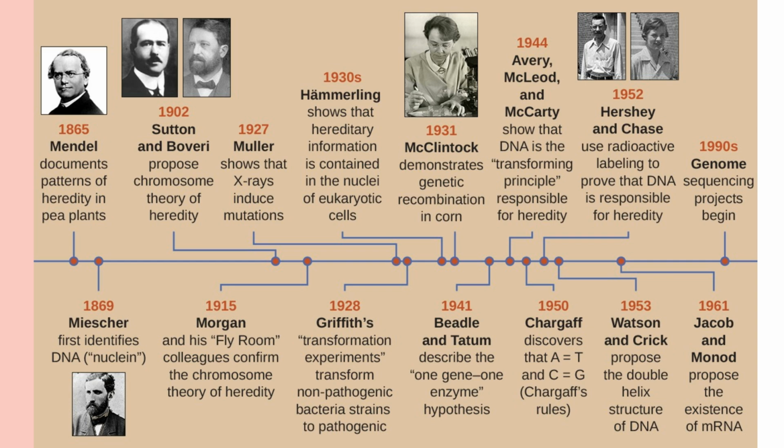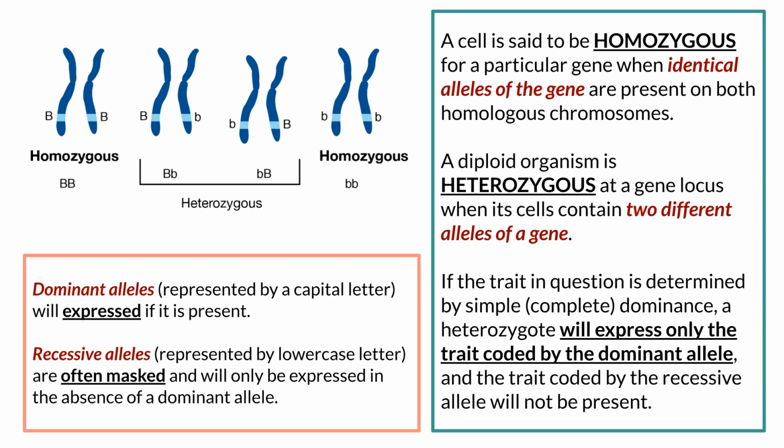This timeline shows key discoveries in genetics, starting with Mendel's work on heredity patterns in pea plants in 1865, leading up to genome sequencing projects in the 1990s. After Mendel's discoveries, scientists clarified how traits are expressed through allele combinations. Each gene occurs in pairs on homologous chromosomes, with different versions called alleles. A cell is homozygous when it has 2 identical alleles, and heterozygous when it has 2 different alleles.